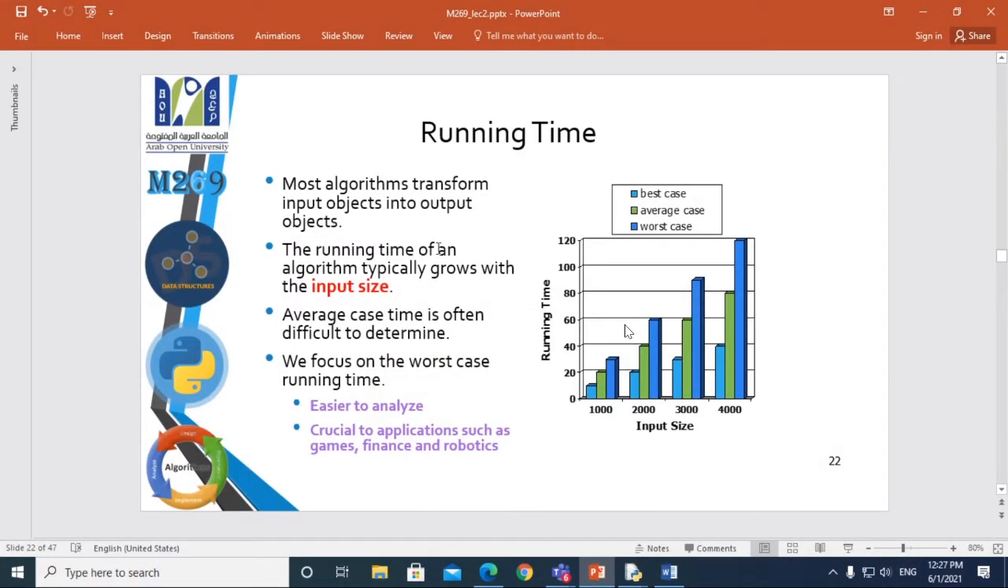The running time of an algorithm typically grows with input size. That is normal. If you give me 10 inputs, I will process them in 10 seconds, for example. If you give me 100 inputs, of course, it will not be processed in 10 seconds. It will be more than that. So it grows based on the input size.